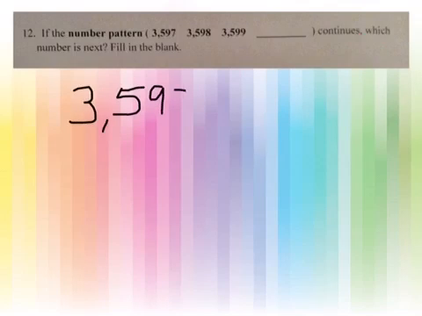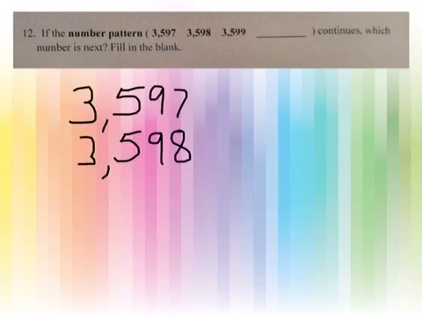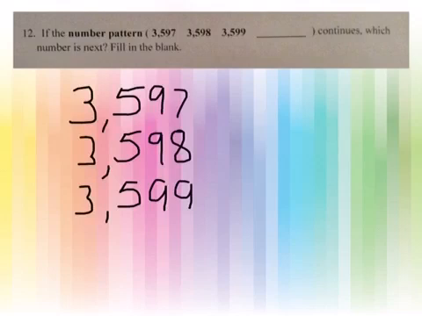Okay, last problem here, number 12. If the number pattern shown here continues, which number is next? Fill in the blank. Again, I think I'm going to write this out so I can see it a little bit better. So I have 3,597, 3,598, 3,599. So now I need to visually see what could my next number be.